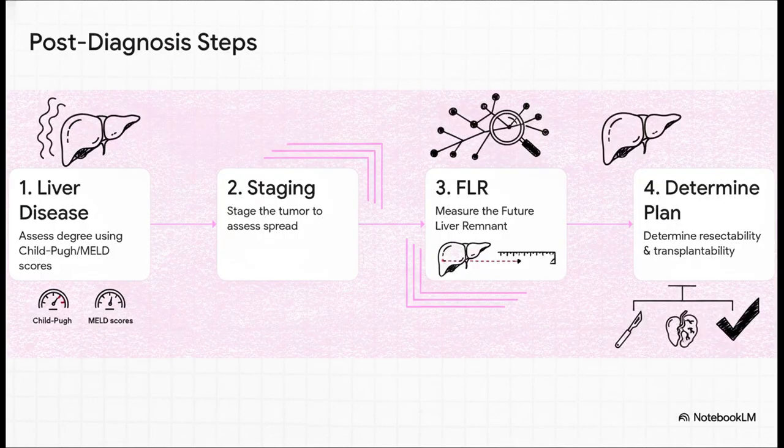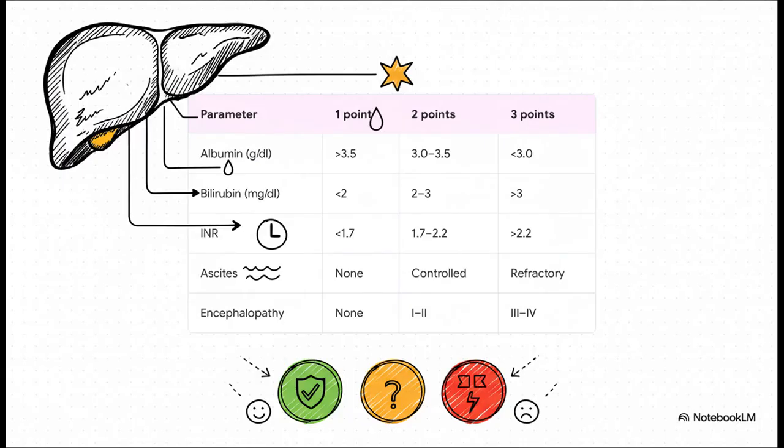My assessment now has 4 absolutely essential components. 1, I have to formally assess the degree of the underlying liver disease using the Child-Pugh and MELD scores. This tells me what the patient can actually tolerate. 2, I would stage the tumor to check for any spread. 3, and this is crucial if we're thinking about surgery, I must measure the future liver remnant, the FLR. And 4, I'd put all this data together to determine if the patient is a candidate for resection or even transplantation.